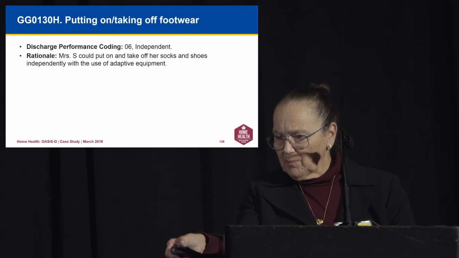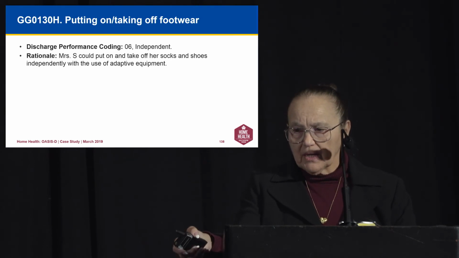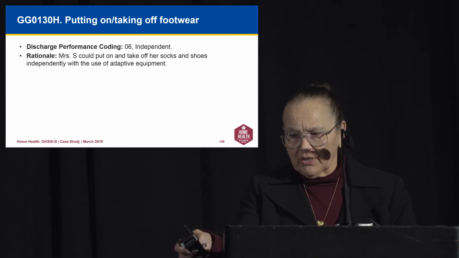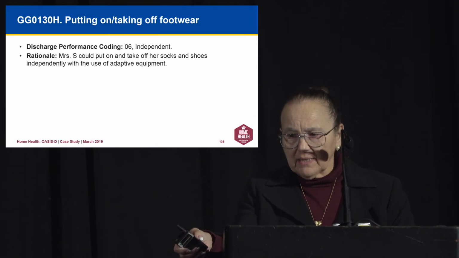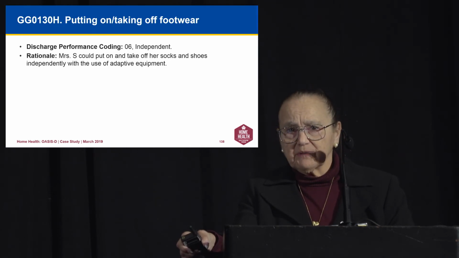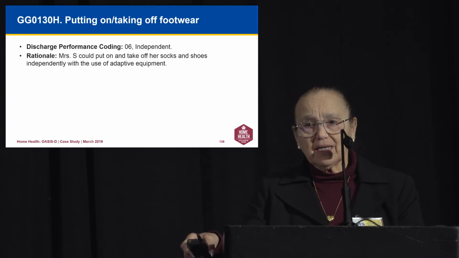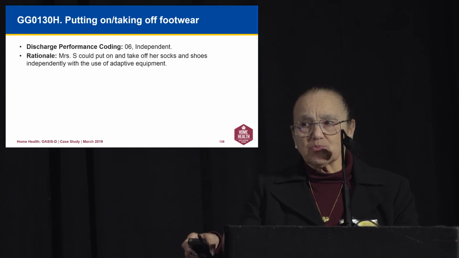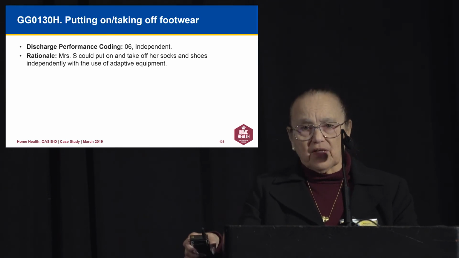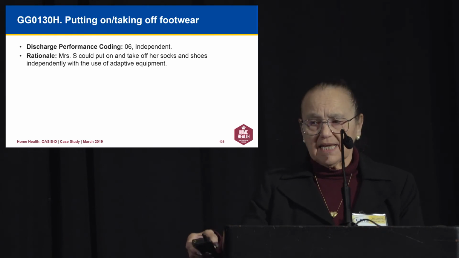Putting on and taking off the footwear. On discharge, we've coded her as 06 independent because she could now put on and take off her socks and shoes, but with the use of adaptive equipment. Note that using adaptive equipment does not make her dependent. She's able to do this without assistance of another person. The adaptive device does not render her less independent.